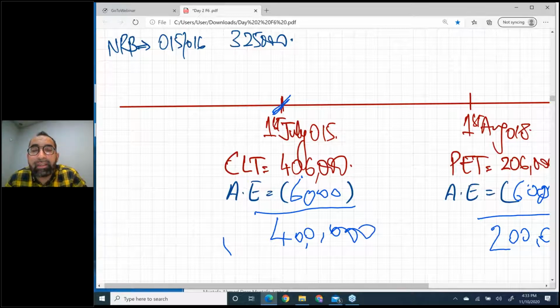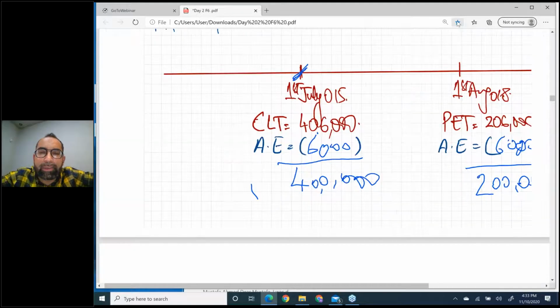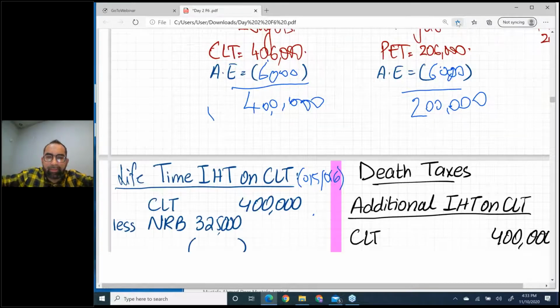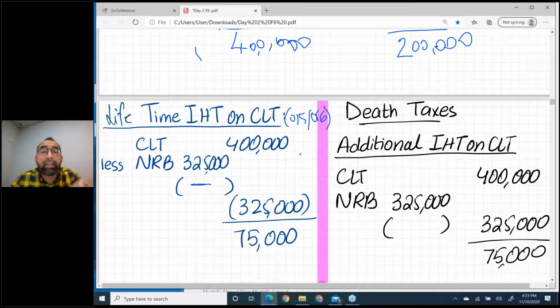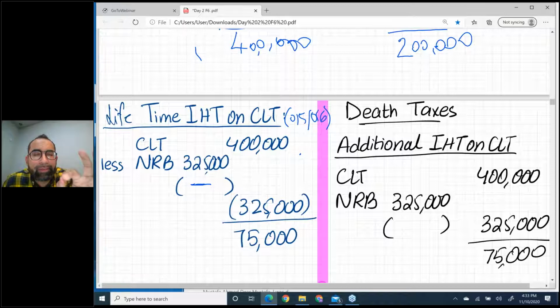But in this question, in the last 7 years there is no gift, so your NRB is totally unused. Your 325,000 NRB is totally unused, so you are relaxed and can use the complete NRB here. Look at here. Less reduction is 0 because no gift in the last 7 years. So the complete 325,000 will be used. So 400,000 less 325,000: on the first 325,000 there is no tax. Excess is 75,000.